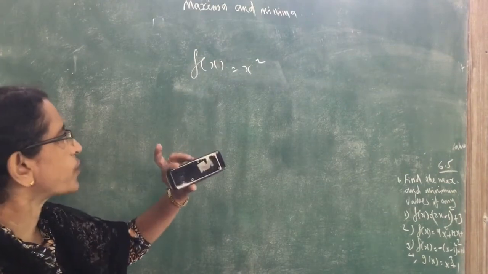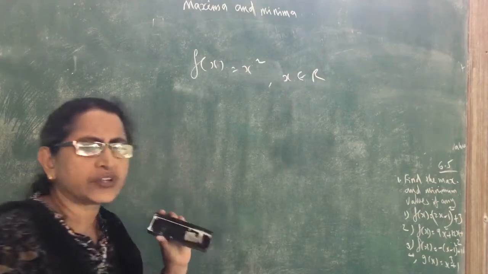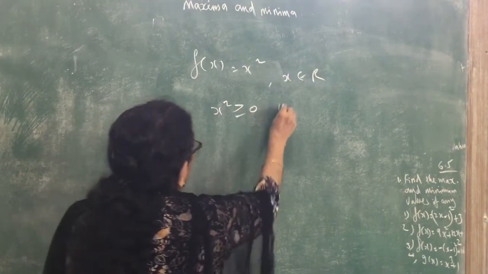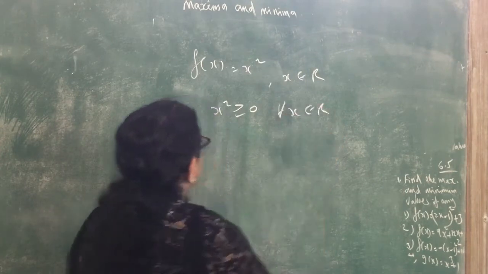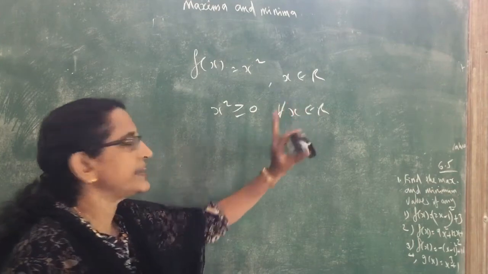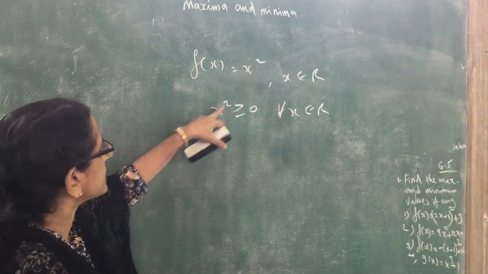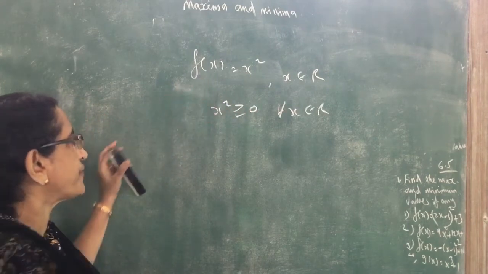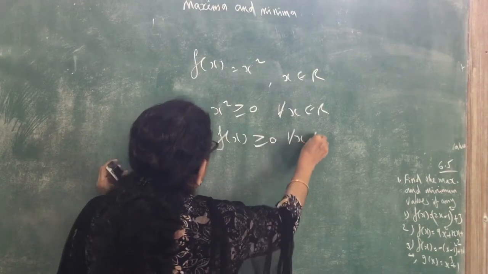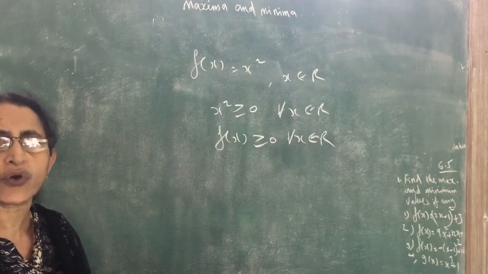See, we know x belongs to R, x is any real number. We know that x square is greater than or equal to 0 for every real number x. Now x square is the same as f of x. So f of x is greater than or equal to 0 for every x belongs to R. So f of x is always greater than or equal to 0.